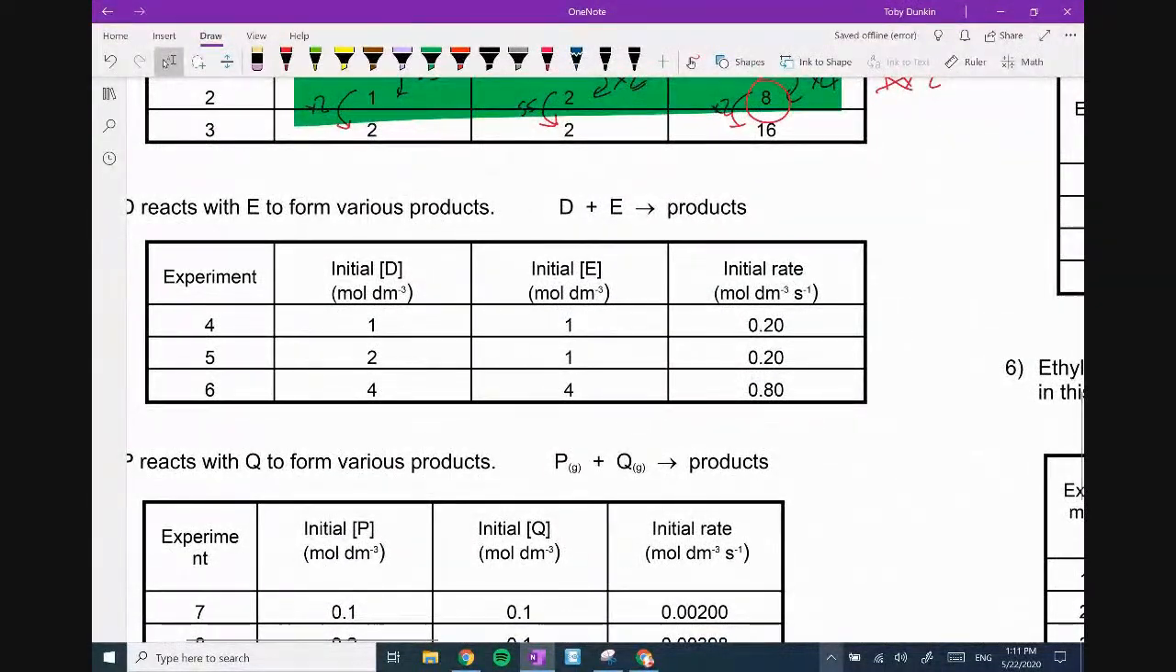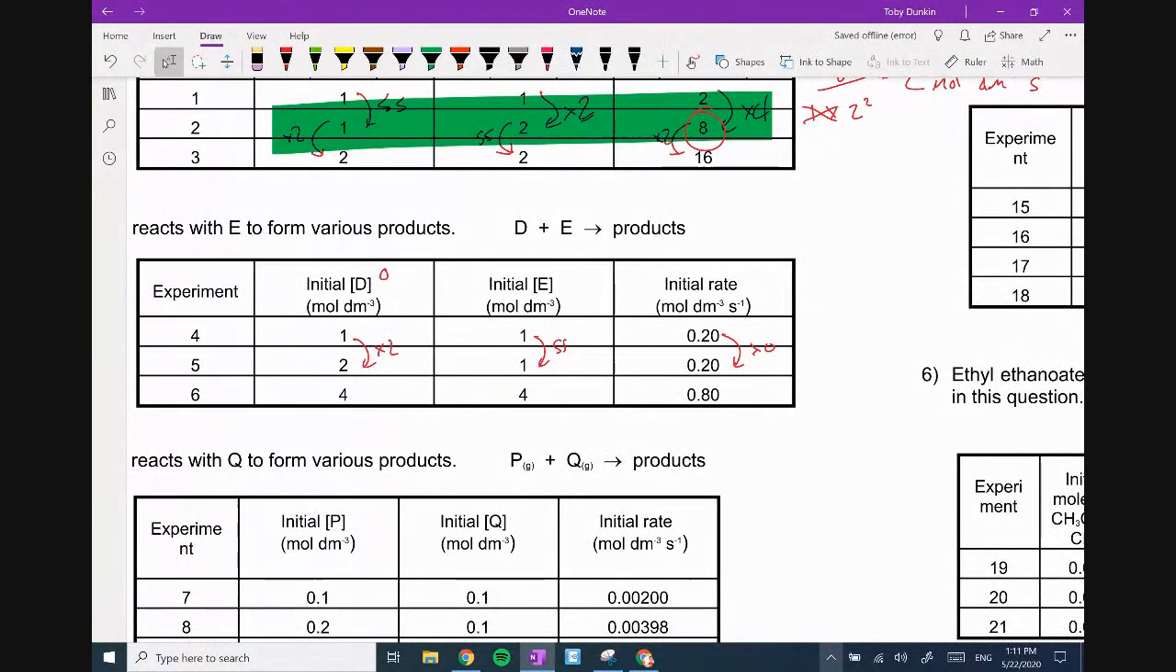Next. Stays the same. Times by 2. This isn't complicated. No effect. So D is 0 order. It doesn't matter. Great job. Thank you, Wingkit. Sounds right, Dixon.